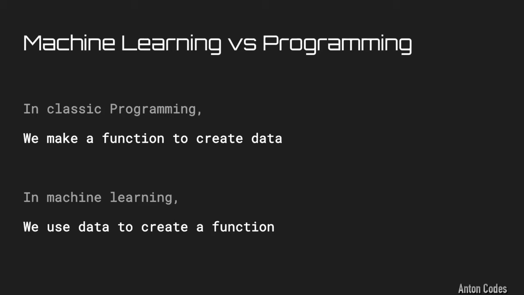Machine learning versus programming. In classic programming, we make a function to create data. In machine learning, we use data to create a function.